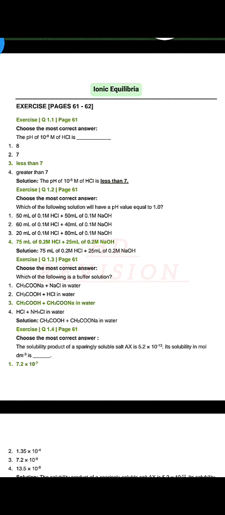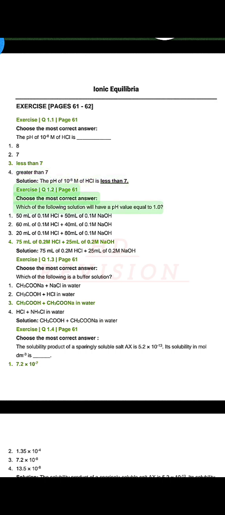Ionic equilibria. Exercise pages 61-62. Exercise Q1.1 page 61. Choose the most correct answer. The pH of 10 to the power minus 8 M HCl is: 1. 8, 2. 7, 3. less than 7, 4. greater than 7. Solution. The pH of 10 to the power minus 8 M HCl is less than 7.